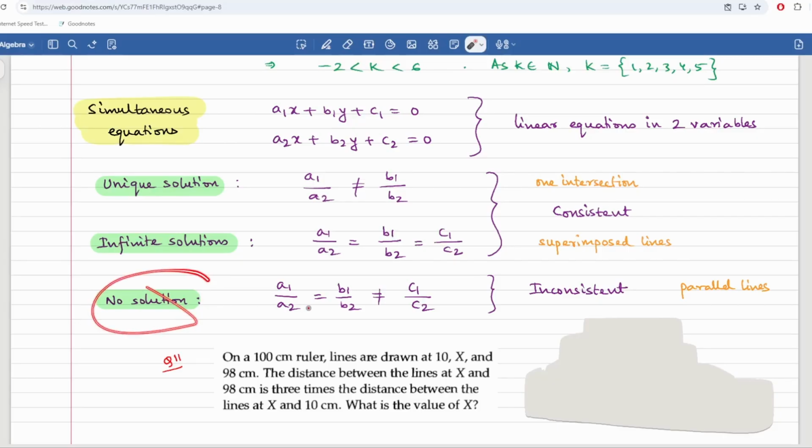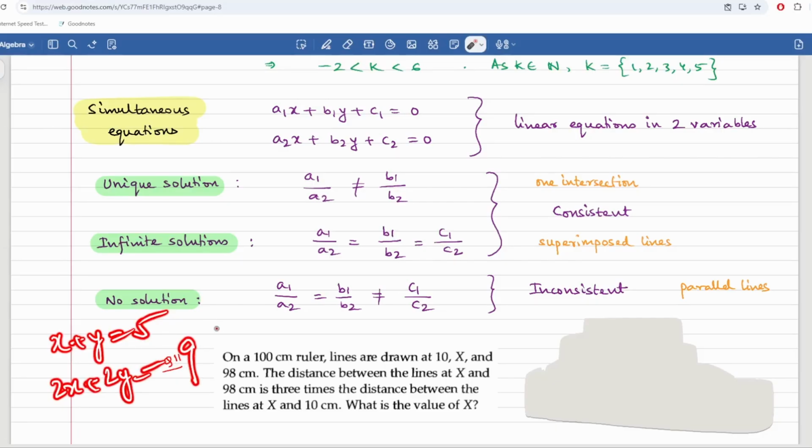You have no solution when a1 by a2 is equal to b1 by b2 is not equal to c1 by c2. In this case, the graph will produce parallel lines and the solution will be inconsistent. By inconsistent, I mean that these statements do not really gel with each other. For example, if I say x plus y is equal to 5, then I say 2x plus 2y is equal to 9.